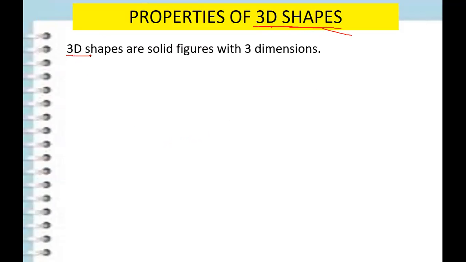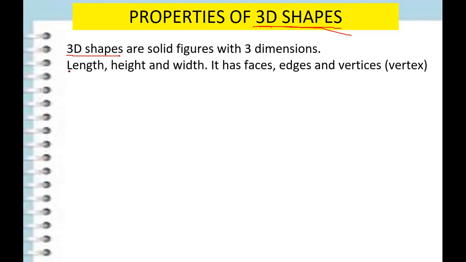Now, 3D shapes are solid figures with 3 dimensions. What are these 3 dimensions? The length. So 3D shapes have the length, the height, and the width. Also, don't forget, a 3D shape or solid shape has faces, edges, and vertices. We call it a vertex if it's only one. Vertices is the plural of vertex.